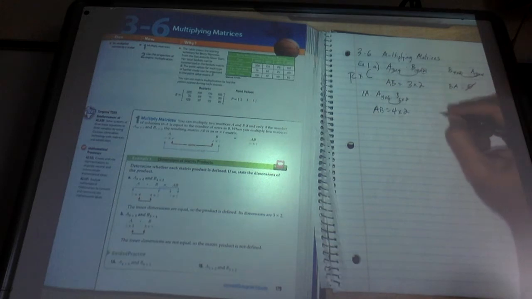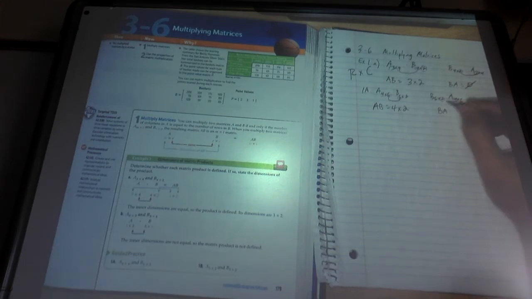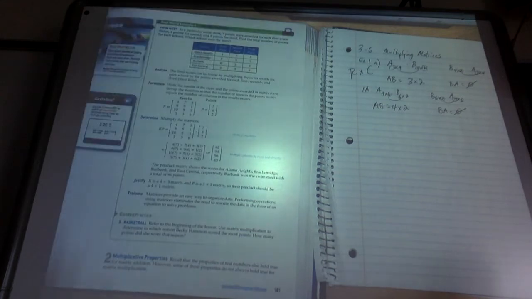Again, let's flip-flop it. Let's see if I can do B times A. I always like to write what the dimensions are, so I've got a good feel for what we're dealing with. B is a 6x2. A is a 4x6. Do my inside numbers match? They do not. Now, I know in both examples B times A didn't work, but it can work. You just got to test the dimensions. Pretty simple stuff right there.